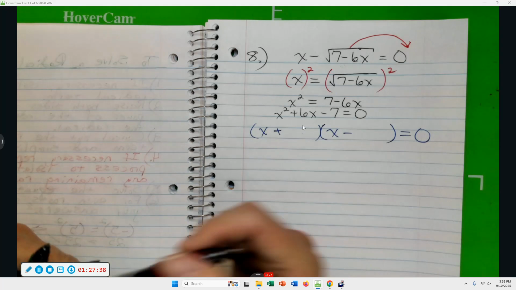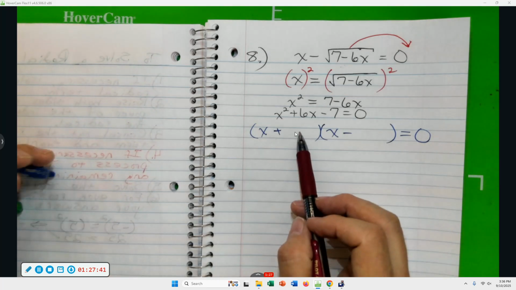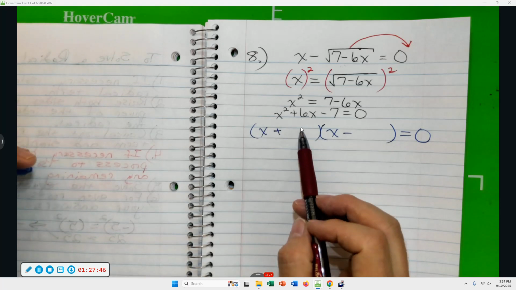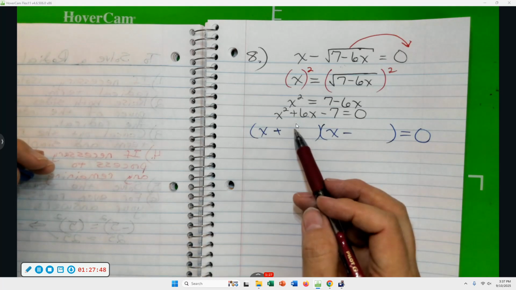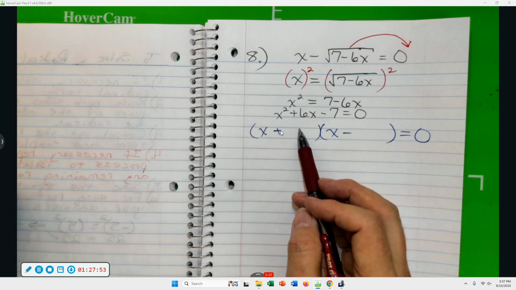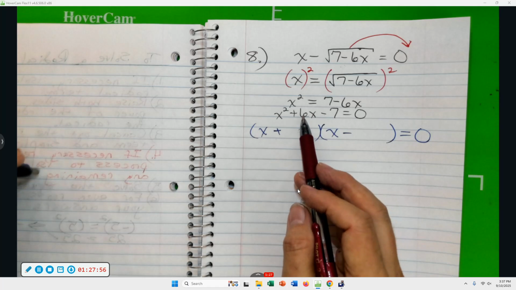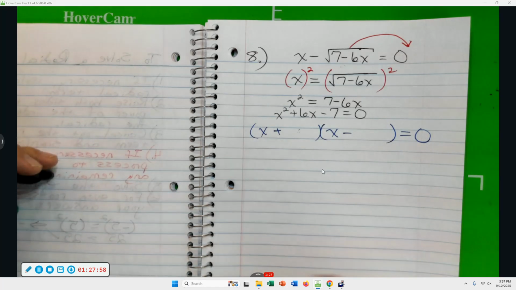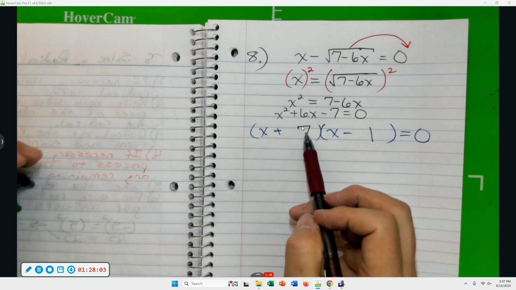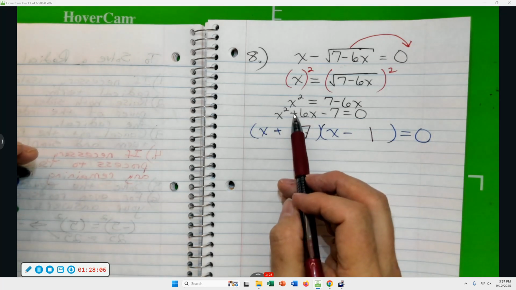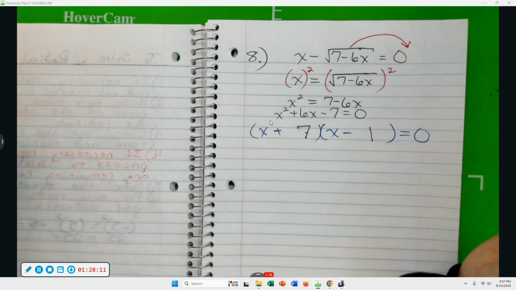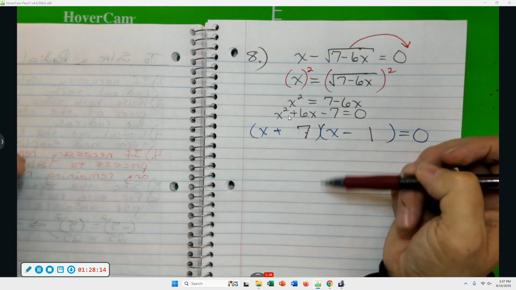7 times 1. Play it out in your head. What should we put here? We want to get back a positive 6x. Should I put the 1 here or the 7 here? Which one's going to go right there? We need a plus. We want a plus 6x. I think we're going to need a plus 7 and a minus 1. Remember, the bigger number goes with the sign that's there. 7 times 1 for a simple trinomial.